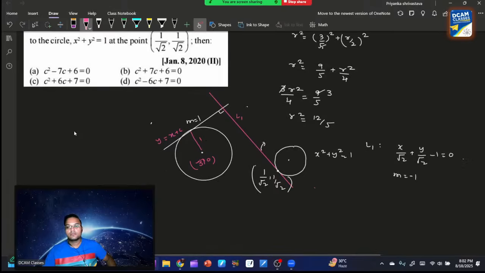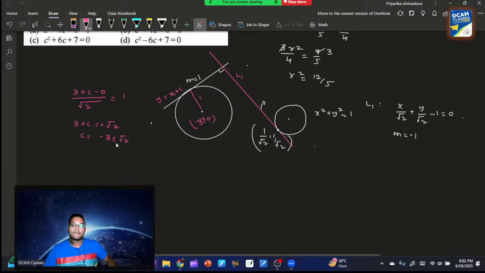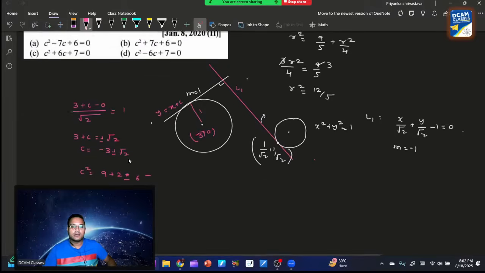So now use the formula: the perpendicular distance, modulus of ax1 plus by1 plus c, upon under root of a square plus b square, is equal to 1. So minus 3 plus c by root 2 is equal to 1. So you'll get 3 plus c is equal to root 2. So c is equal to minus 3 plus or minus root 2 actually. So c square is equal to 9 plus 2 minus 6 root... what is this?